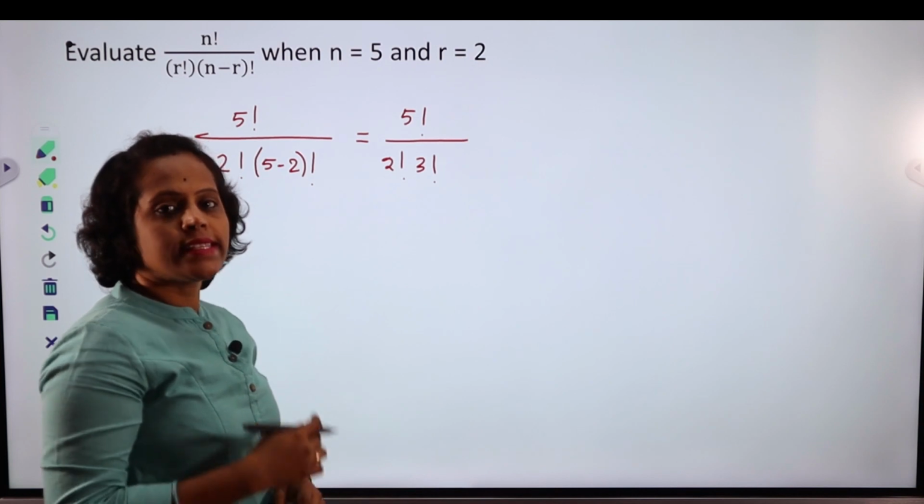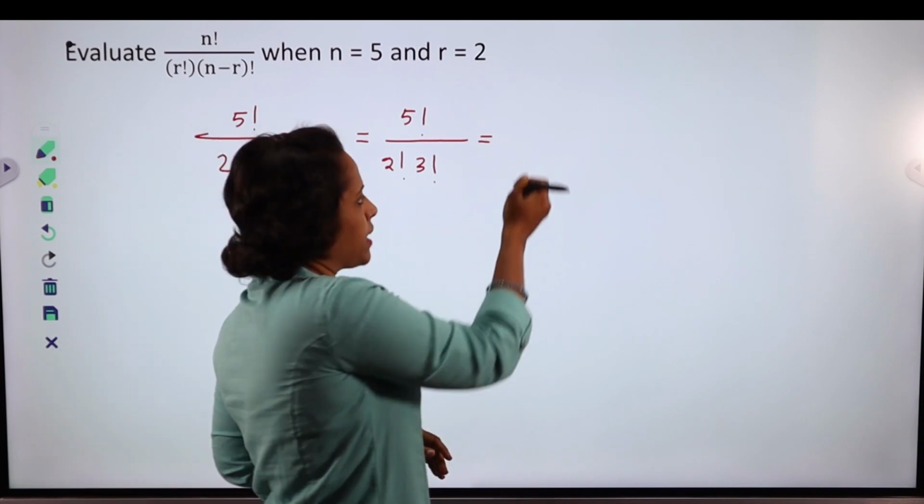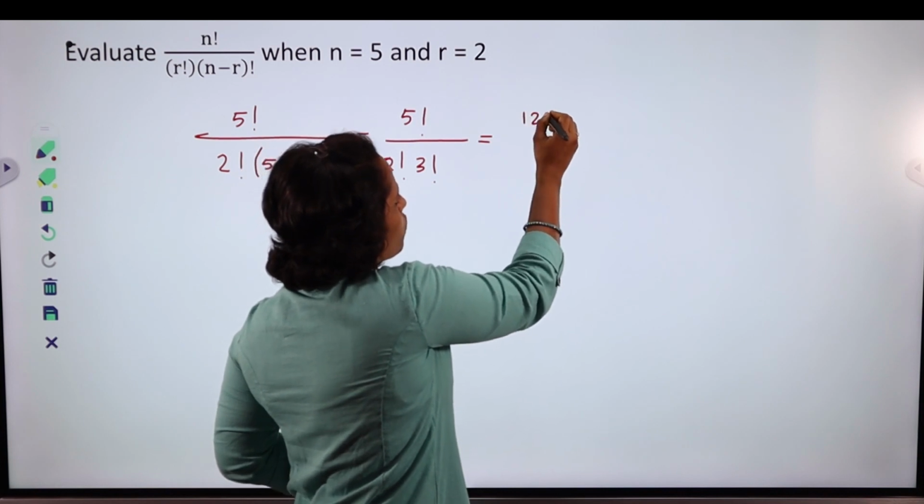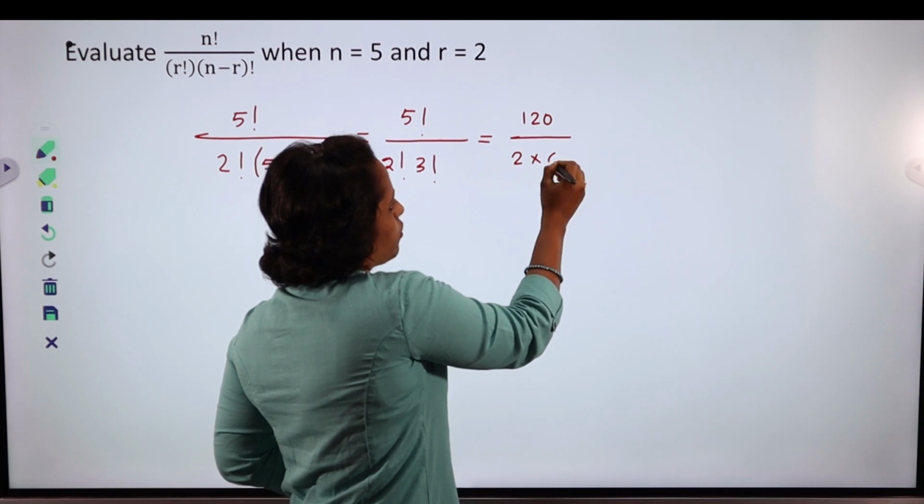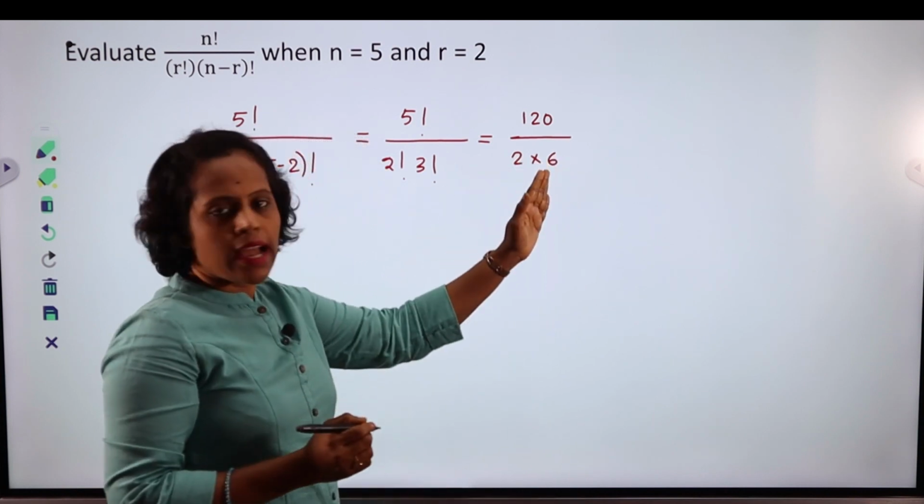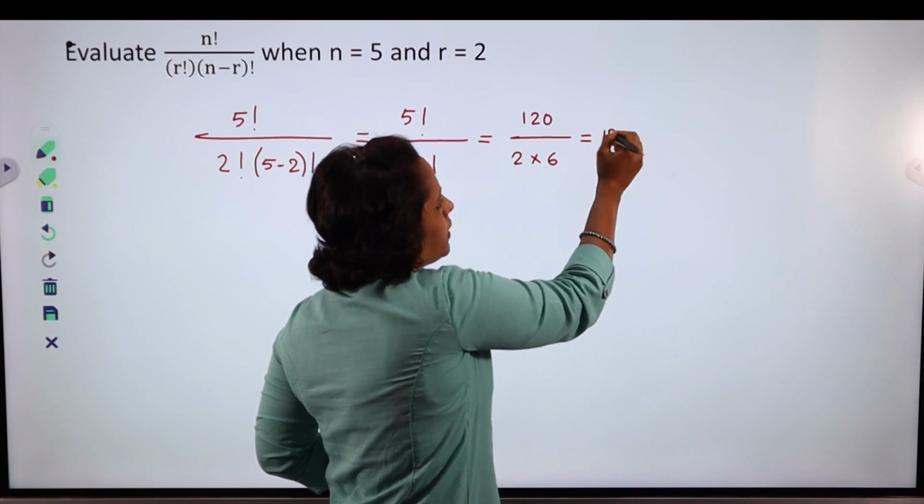Here we can solve this directly by substituting the values of the factorials. 5 factorial is 120, divided by 2 factorial, which is 2, and 3 factorial, which is 6. 2 6s are 12. 120 divided by 12 is nothing but 10.